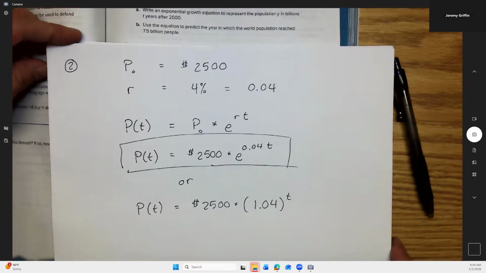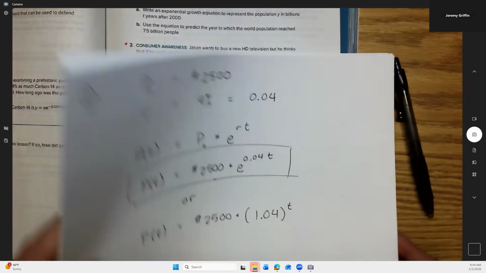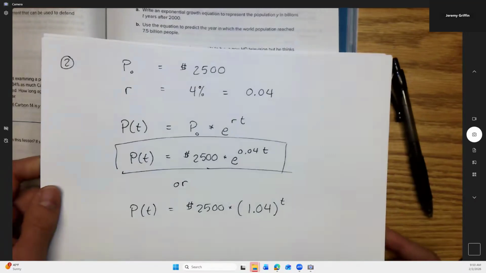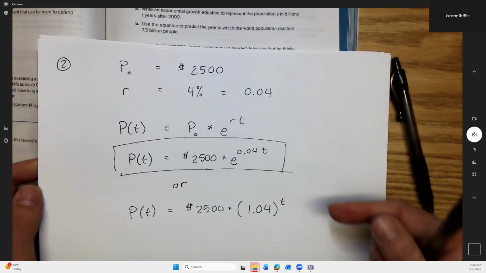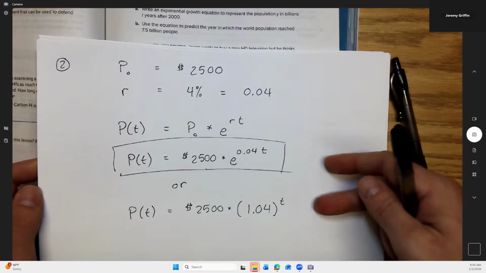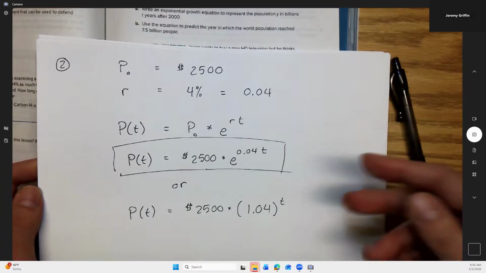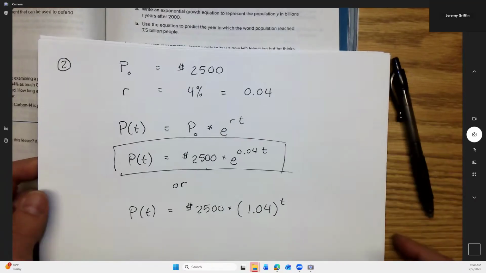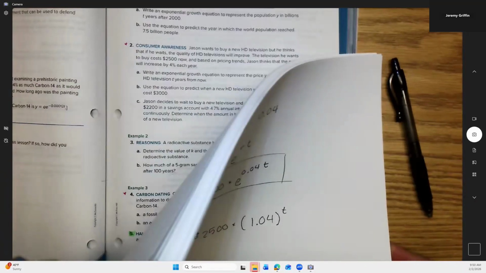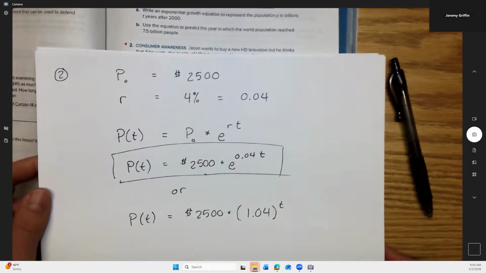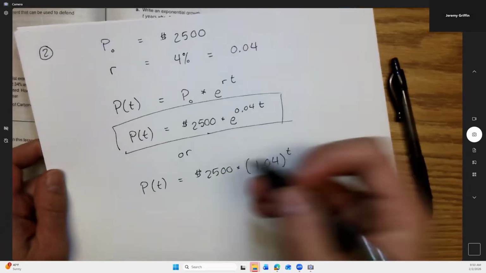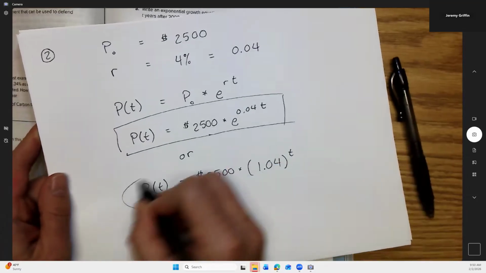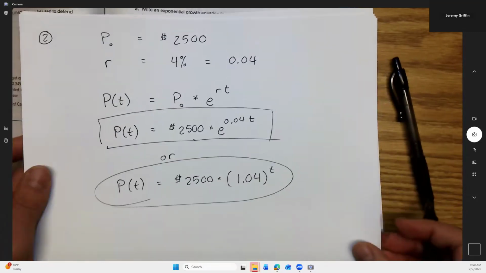If they didn't specify, then it could be one or the other. If I put a question like this on the quiz, I would tell you whether I wanted it to be continuous or annual. I wouldn't leave it ambiguous. Will this one be annual though? Because you said 4% every year. Yeah, we could go with that. Let's do that then.